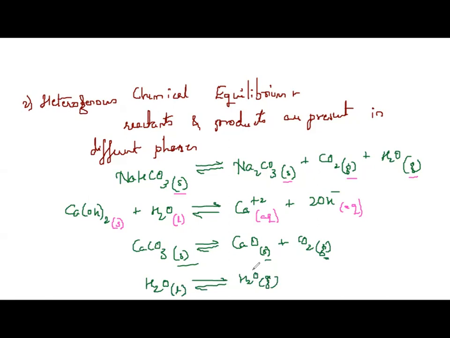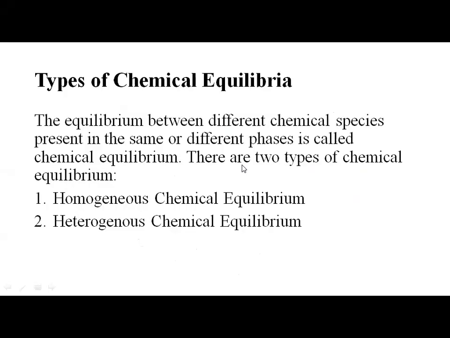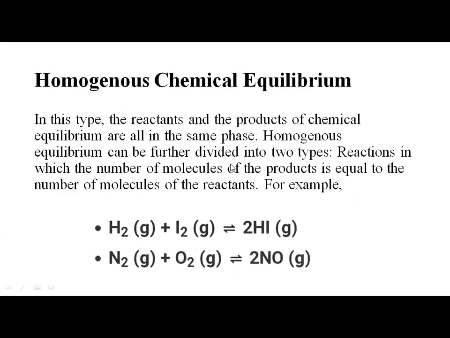So what do we mean by homogeneous chemical equilibrium? Where all the reactants and all the products are in the same phase. Heterogeneous chemical equilibrium, where the reactants and products are in different phases. So for homogeneous chemical equilibrium, different examples are taken.